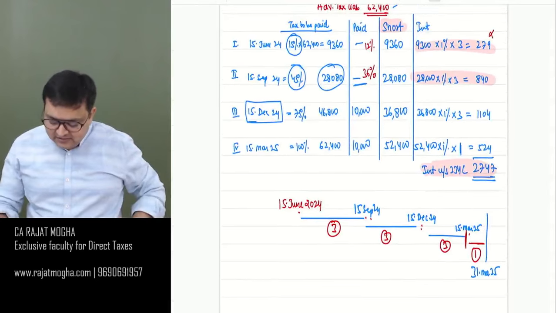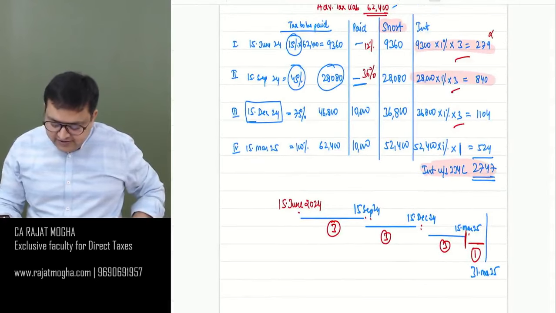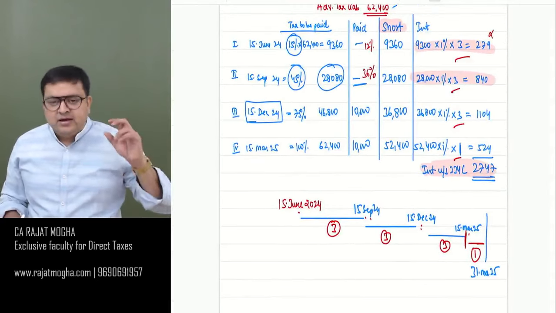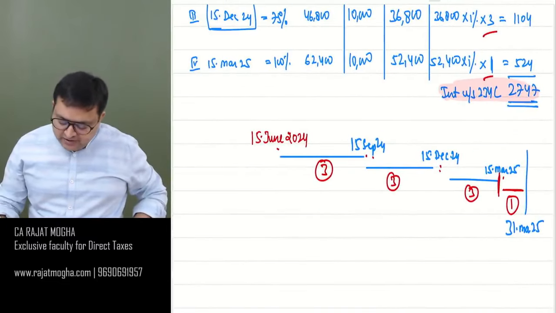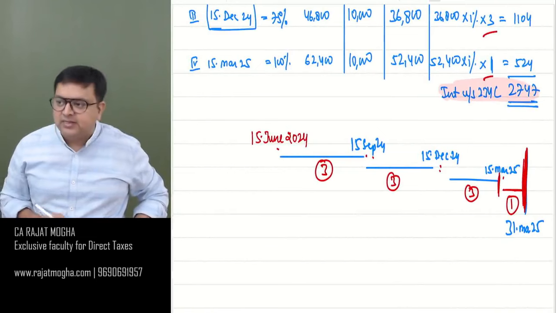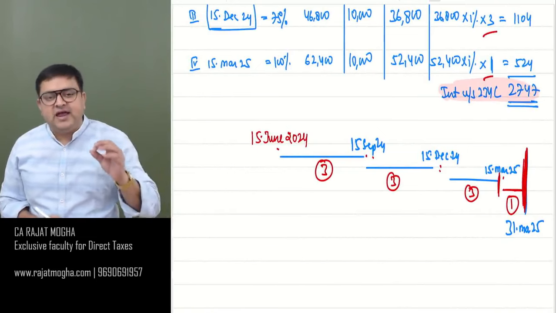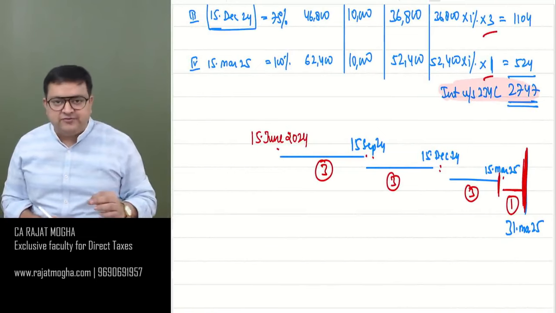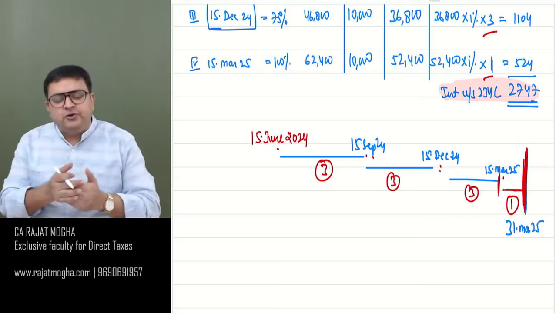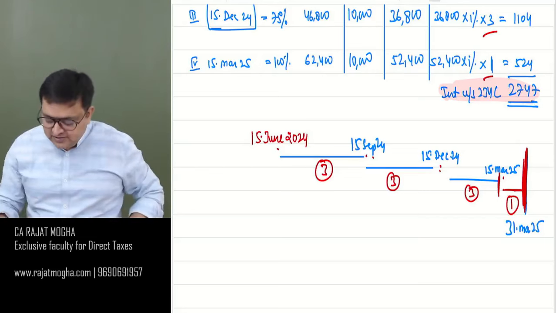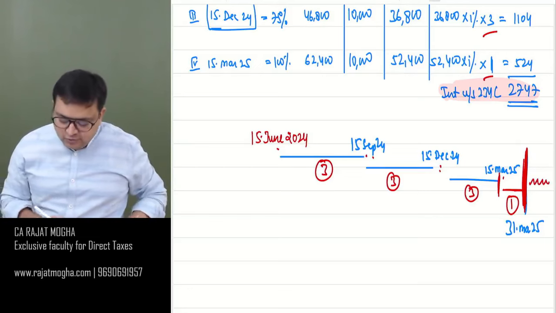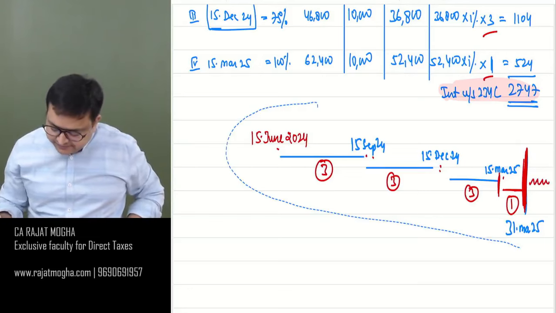My 234C ends on 31st March 25. From this point, 234B starts. After this, 234B starts.